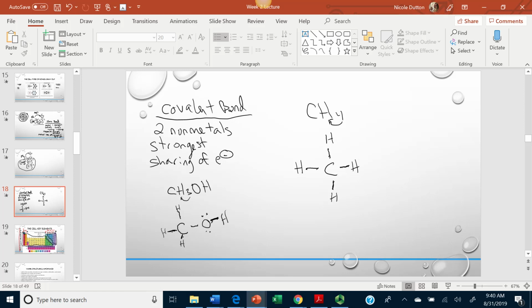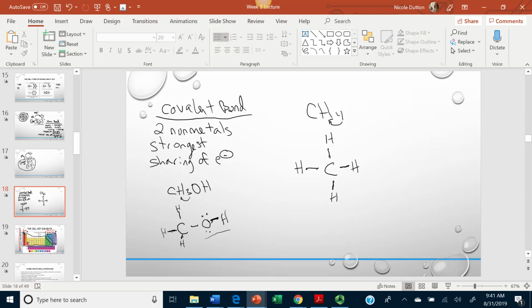If you want to know the name of this, it is methanol, so we have one methyl group and then we have the alcohol group, so this is a basic type of alcohol. But anyways, this is what that would look like, CH3OH. Hopefully you were able to follow along with how these bonds were formed.